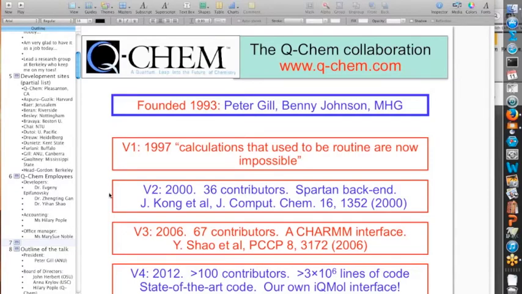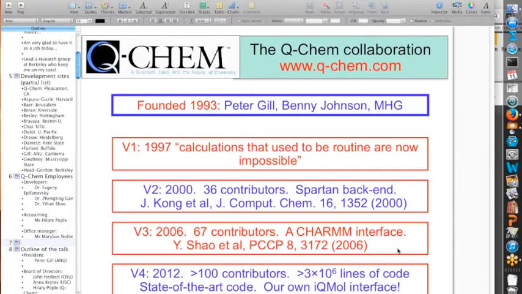with 36 contributors, reasonably robust, quite full-featured, and Q-Chem became the back-end to the widely used Spartan modeling code. And you can read about Q-Chem 2.0 in that paper published in 2000.